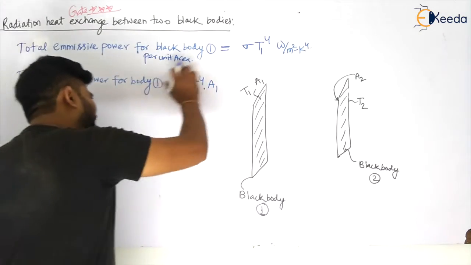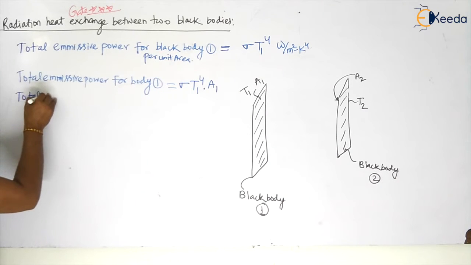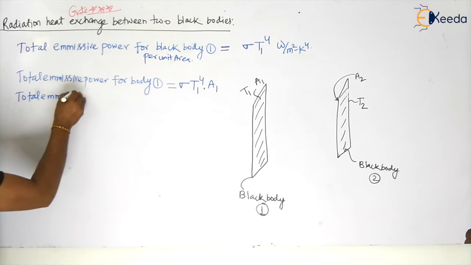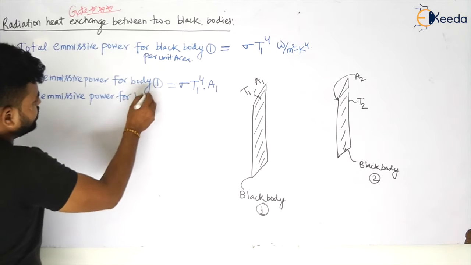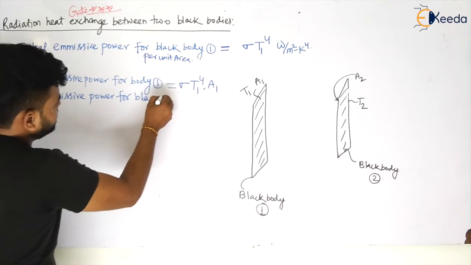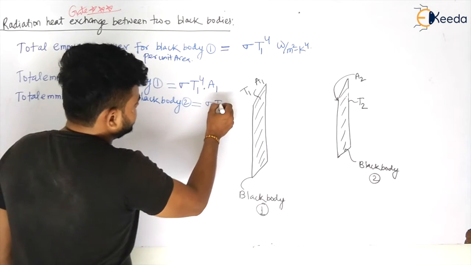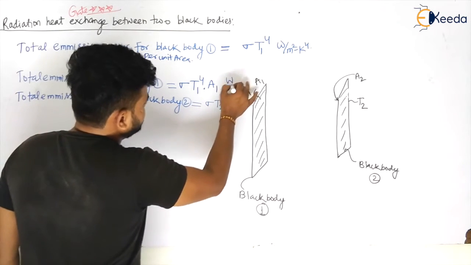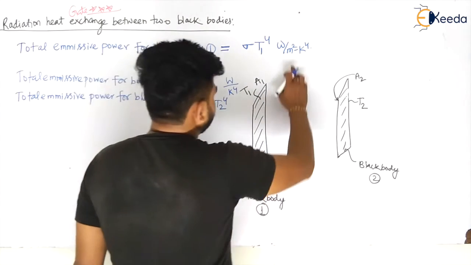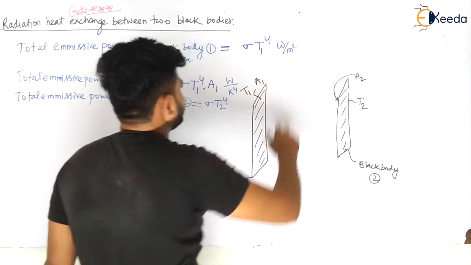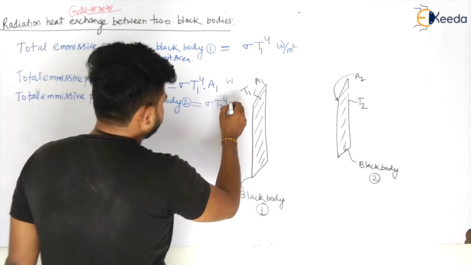So can I directly take for body 2? Yes. So the total emissive power for black body 2 or surface 2 will be given by sigma T2 to the power 4, and this will be watt per meter square. Okay, watt per meter square, and this will be multiplied by A2, my dear students, so this will be in watt.